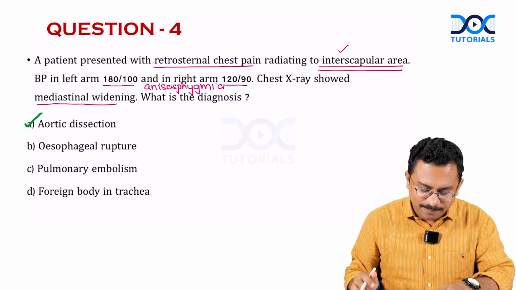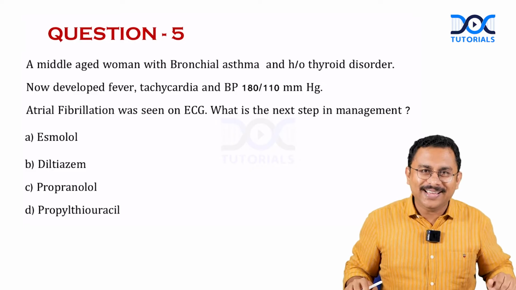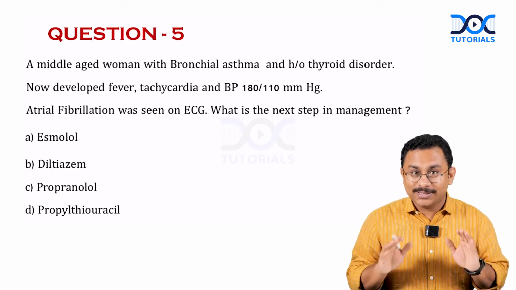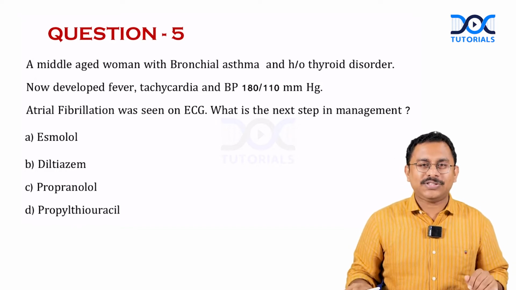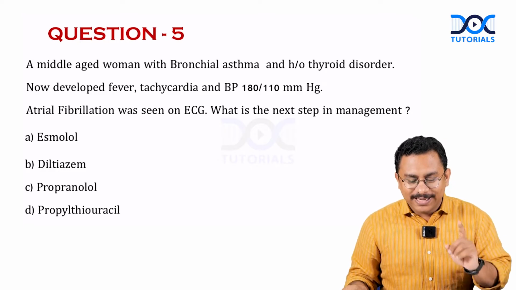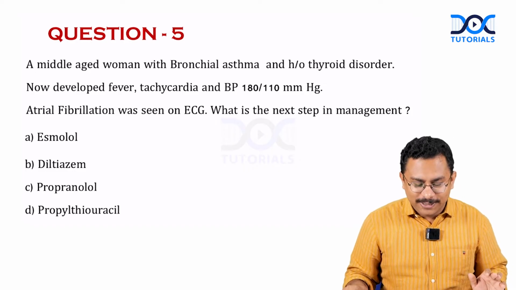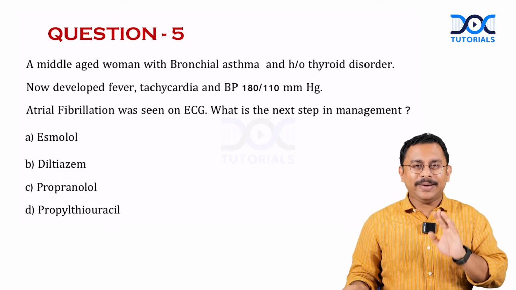Let's go to question number 5. Question number 5 is regarding a middle-aged woman with bronchial asthma. There is a background history of bronchial asthma and a history of thyroid disorder. The patient has now presented with fever, tachycardia, and a high blood pressure of 180 on 110. ECG showed atrial fibrillation. What is the next step in management?